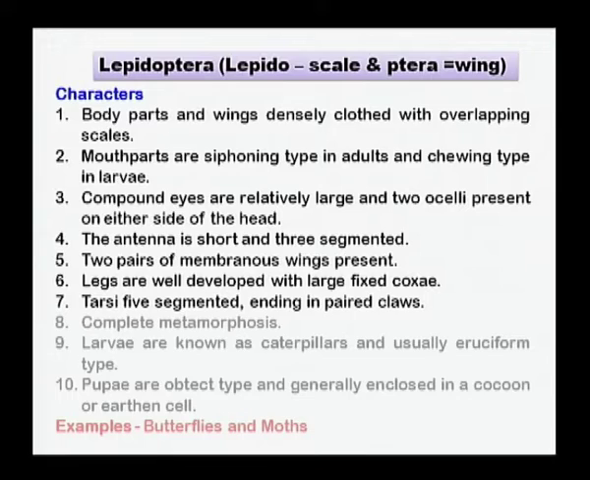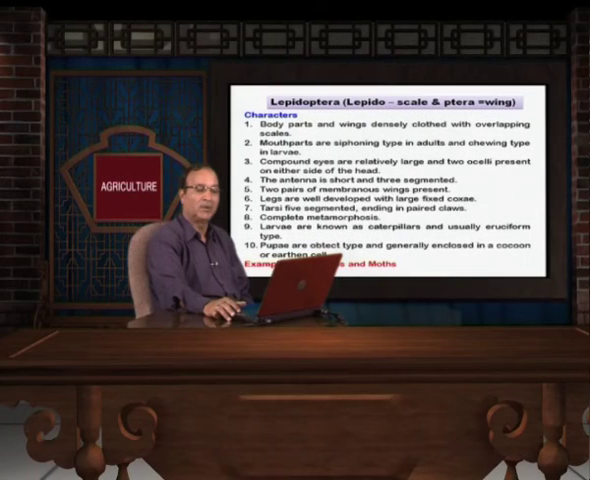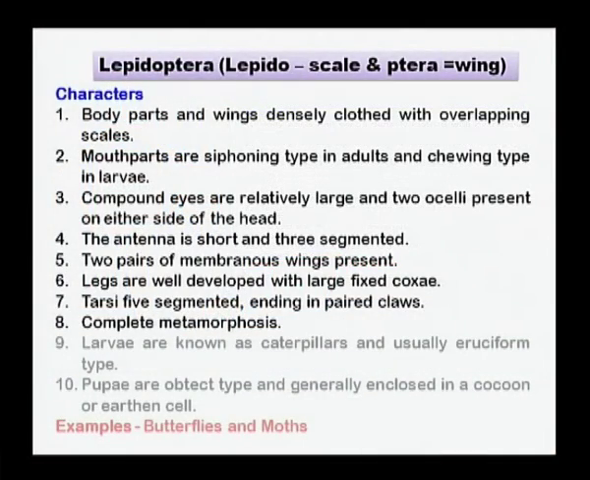Tarsi are 5 segmented, ending in paired claws. It means claws are present in between the two tarsi. Complete metamorphosis. Larvae are known as caterpillars and they are mostly eruciform. Pupae are obtect type. Most commonly, the members of the Lepidoptera include butterflies and moths.